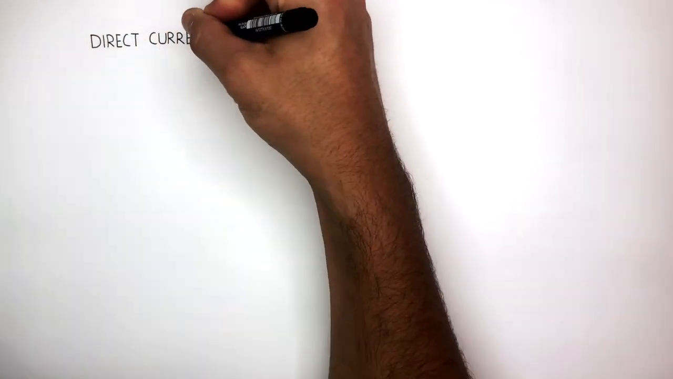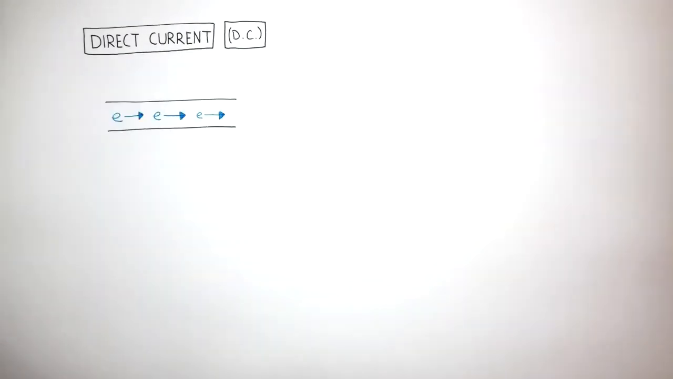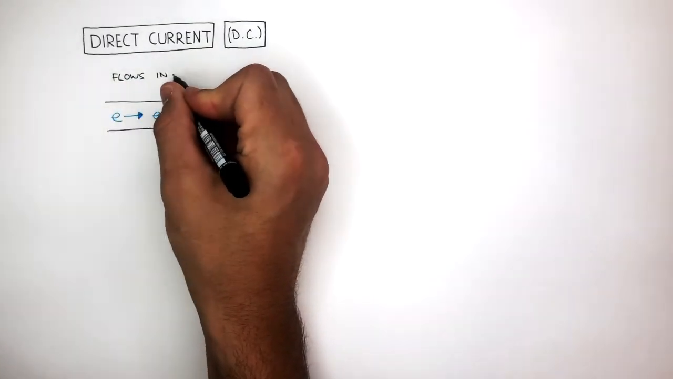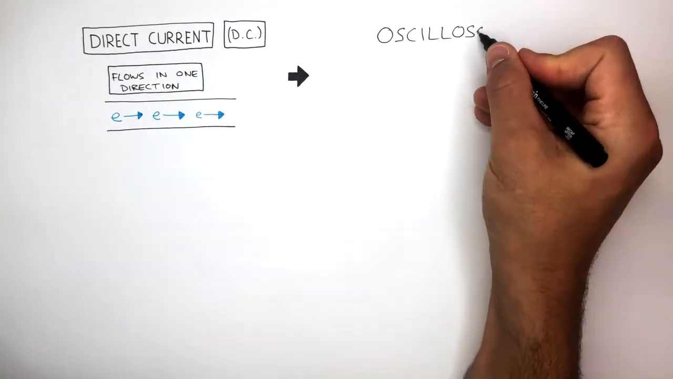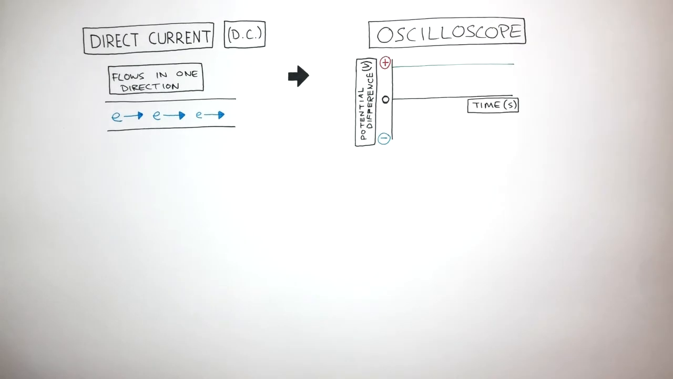In a direct current, also known as DC, we can see how the electrons flow in one direction. To understand a direct current in more detail, we can use an oscilloscope. This tells us how the potential difference changes with time.